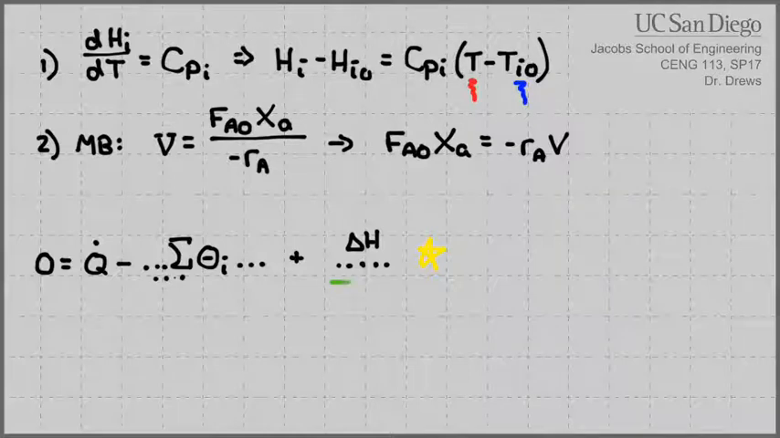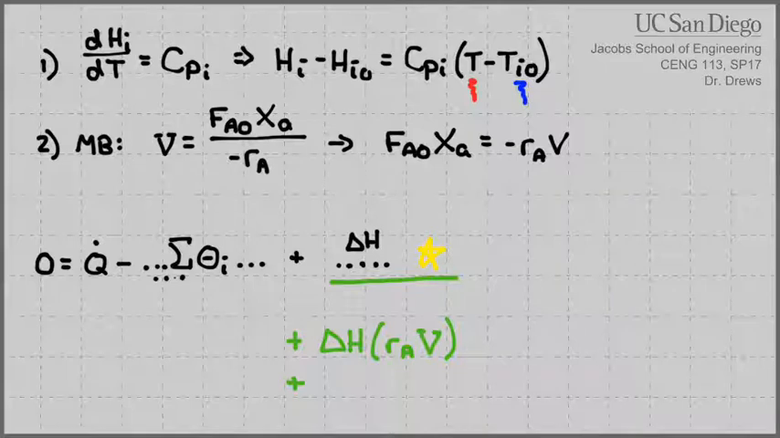Does anybody have an expression for this term over here? What do you got? Delta H times RAV. Times RAV. Big V or little v? Big V. Big V, so that's your volume term? Yes. Okay. Anybody got anything different? There is another way that you could write that. Sorry? I can tell you the other way to write it. Sure, yeah, go for it. Delta H times what? It's going to be delta H times FA0 X.